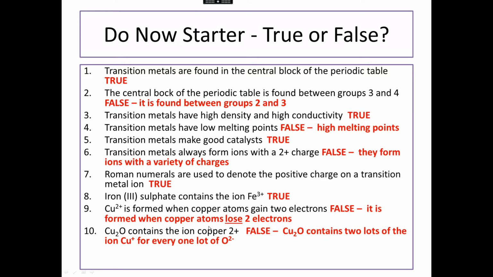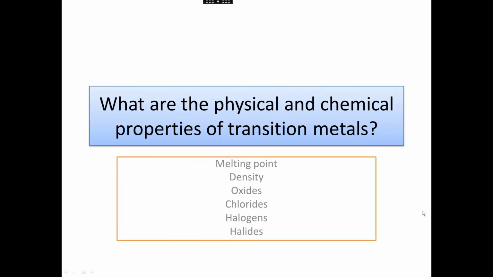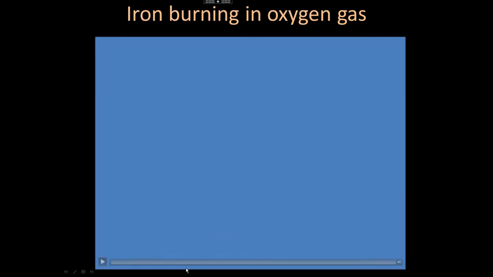Copper 2 plus is formed when copper atoms lose 2 electrons. That one was false. And Cu2O contains 2 lots of copper 1 plus. So that was false. Now, we are going to look again at the transition metals, this time their physical and chemical properties.